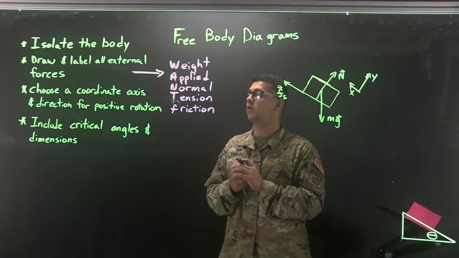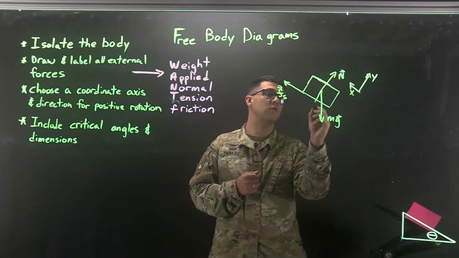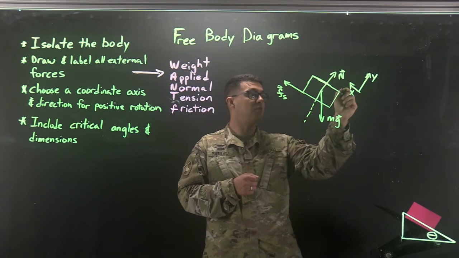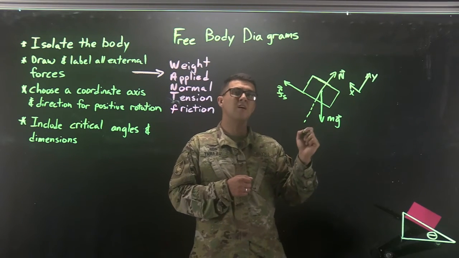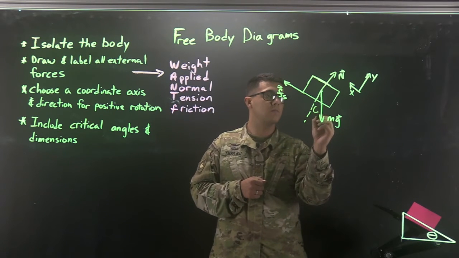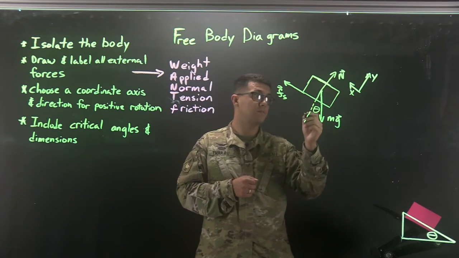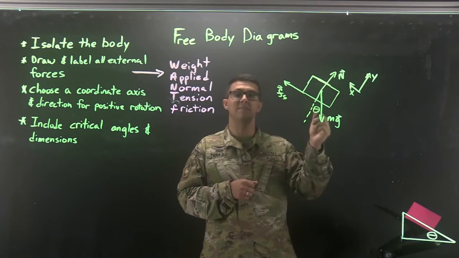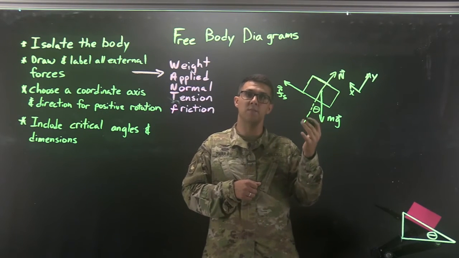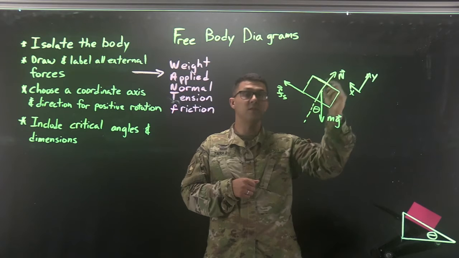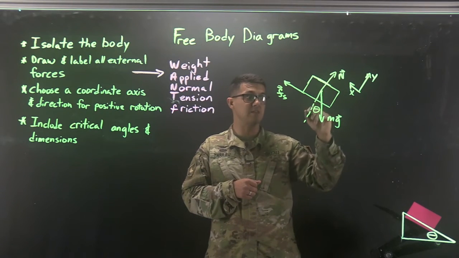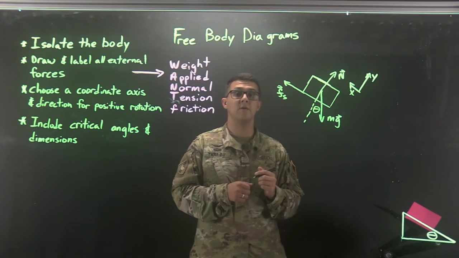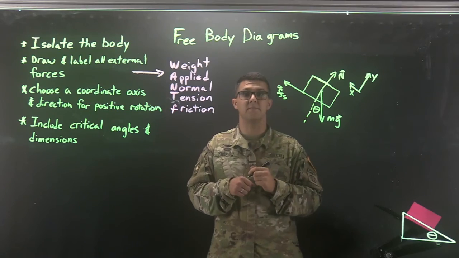Now I want to include critical angles and dimensions. Obviously there's a critical angle because I know my weight force is acting both in the x and the y direction. You can talk to your instructor about this one, but I know that the angle off of the y-axis, as drawn, is the same angle as the incline. Ask your instructor to show you through similar triangles why this is true. You can always apply this when you look at a box on an incline. This angle from the y-axis is always going to be that angle theta as drawn there. That concludes our free body diagram video, and I will see you next time.